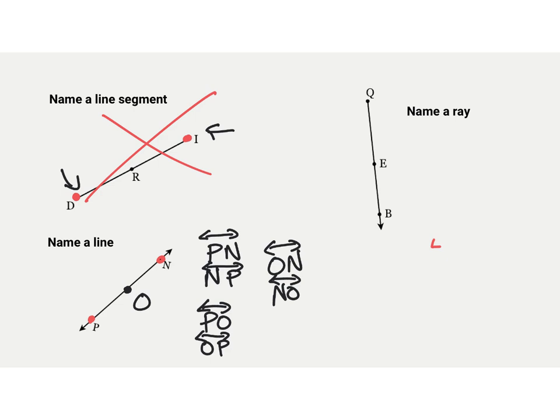We also have that ray we talked about before. So it has an endpoint Q and it goes on in only one direction. So the important thing with a ray is that you name it from the endpoint, QE with the arrow facing the E, or QR would both be appropriate. They're both points on the ray, but what's important is that we start with the endpoint.